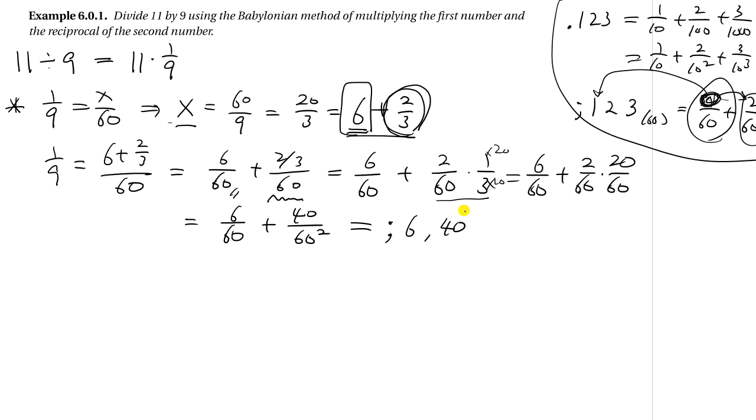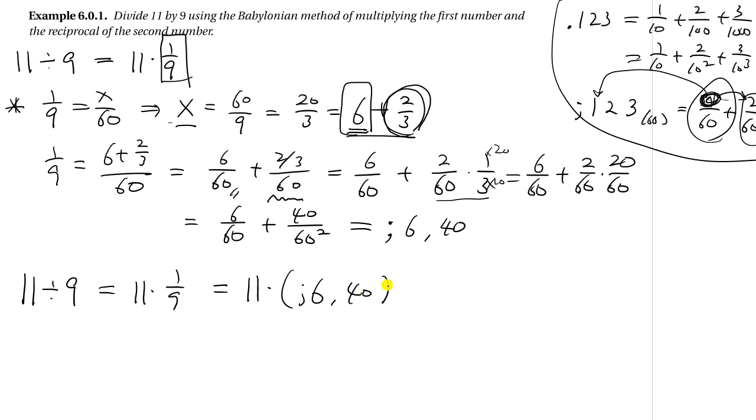So altogether, this is only for handling that portion. The actual calculation is 11 divided by 9 is 11 times 1/9, which is 11 times semicolon 6 comma 40. So we need to multiply 11 by each of these numbers in each position. The first one is easy, 66, and 11 times 40 is 440.